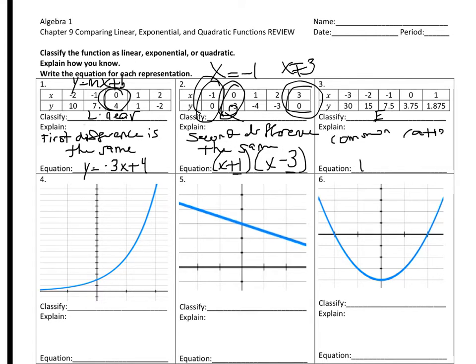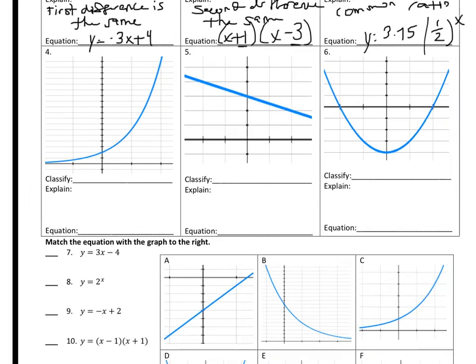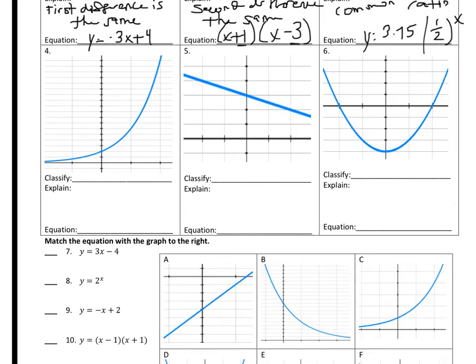Okay, so the equation, we always start with the y-intercept, which is 3.75. And then our growth factor in this case is 1/2, because it's getting half as big each time, raised to the x power. Okay, let's try some of these. These should be a little easier, okay?